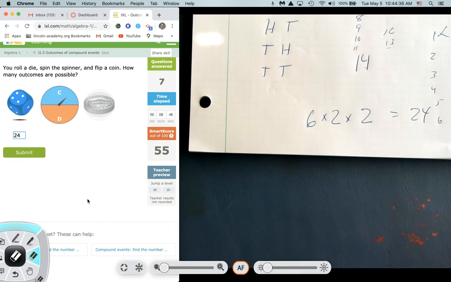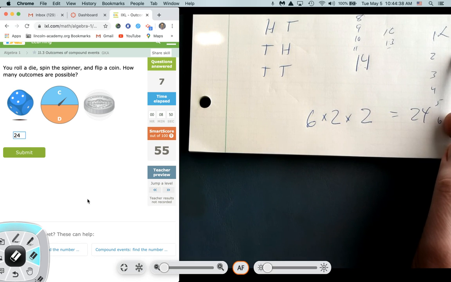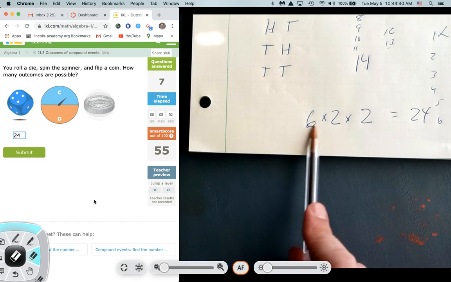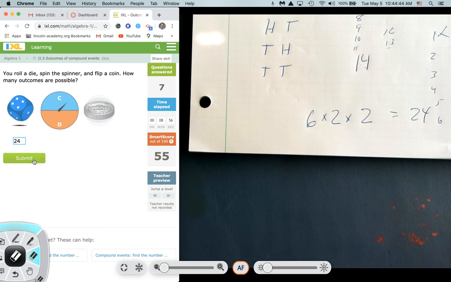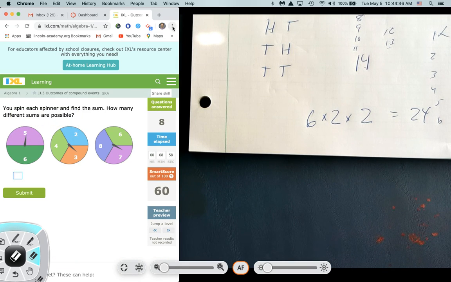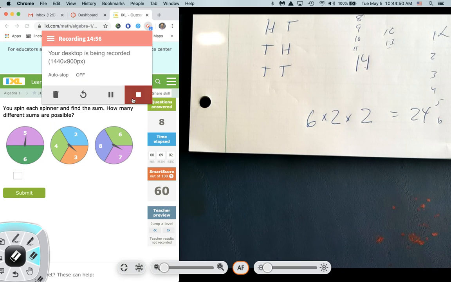So again, the tree diagram is very long, so I would try to just remember that fundamental counting principle and multiply. If you have any further questions, please do log on or email me and ask me questions, and I will help you any way I can.